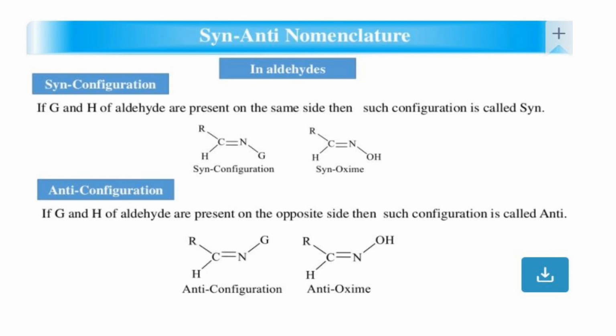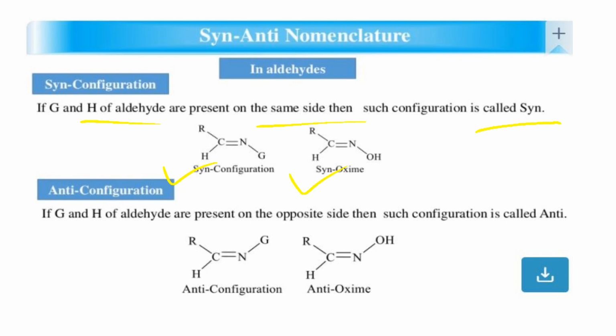In aldehyde, there are the syn configuration and the anti configuration. Syn configuration: if G and the H of the aldehyde are present on the same side, such a configuration is called syn. Anti configuration: if G and H of the aldehyde are present on the opposite side, then such a configuration is called anti. This is the syn configuration, syn oxime.